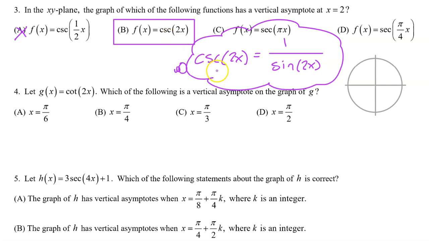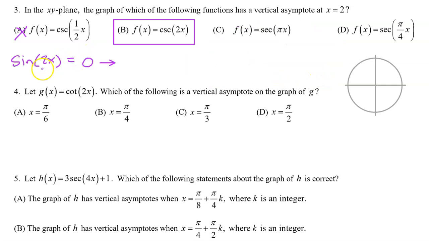For option B, we are thinking the cosecant of 2x is equal to 1 over the sine of 2x. This function will have a vertical asymptote where the denominator, sine of 2x, is equal to 0. So the vertical asymptotes will be the solutions to this equation. We begin by solving for 2x by asking ourselves the sine of what is equal to 0. Sine is the y value on the unit circle, and y values are equal to 0 here and here.